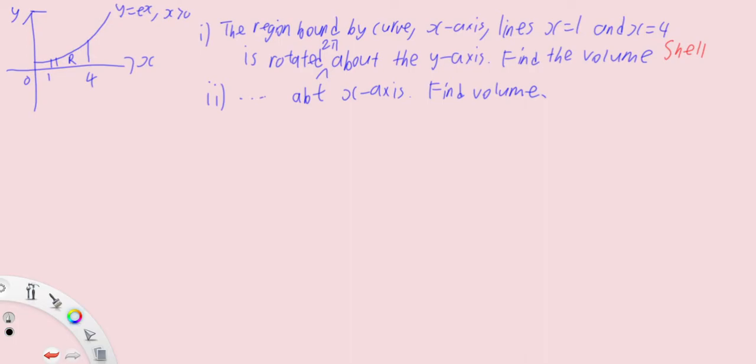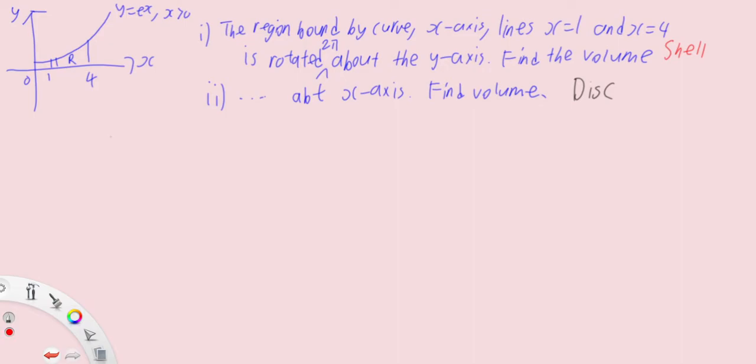All right, now we look at part 2. We now rotate about the x-axis. So when we rotate about the x-axis, the lines in the region are now perpendicular to the x-axis, and therefore this would be the disk method. Okay, now that we got the method right, it's time to find the volume.